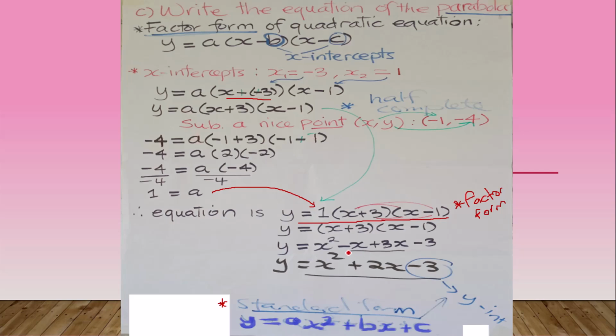And then we collect like terms. We have x and x here. So negative x plus 3x, directed number rule says you subtract the 2 and put down the sign of the larger number.